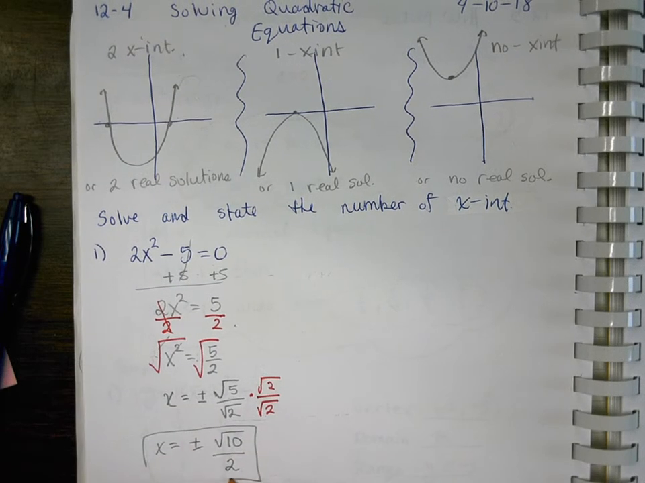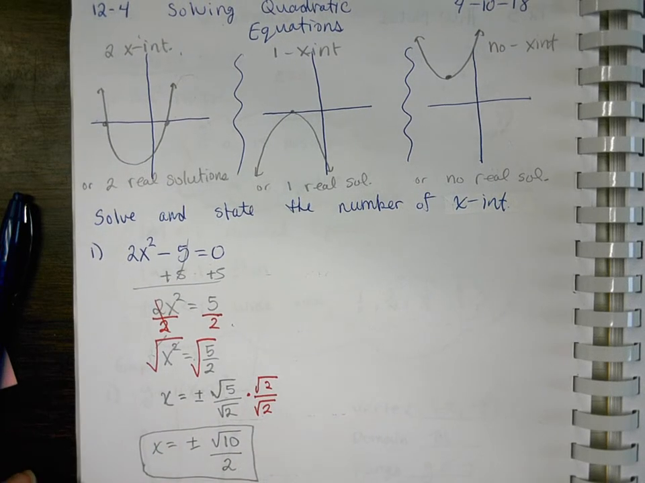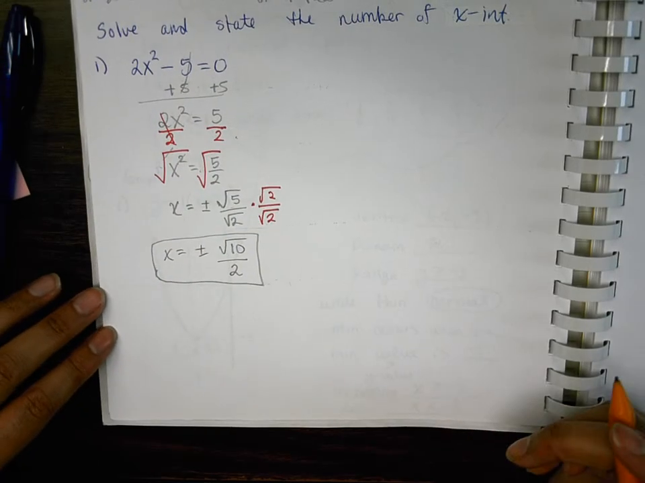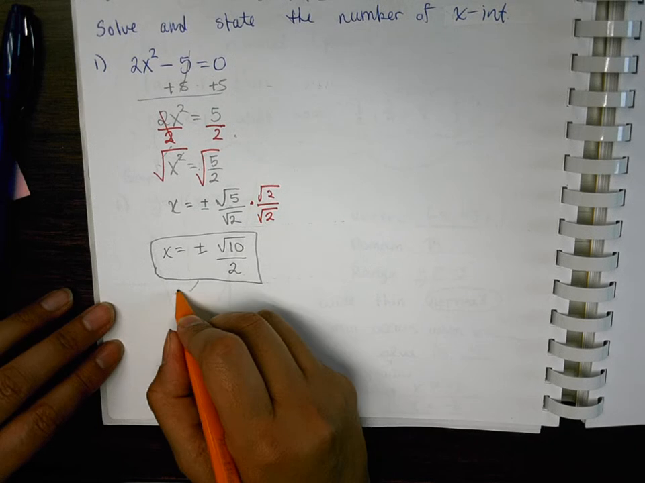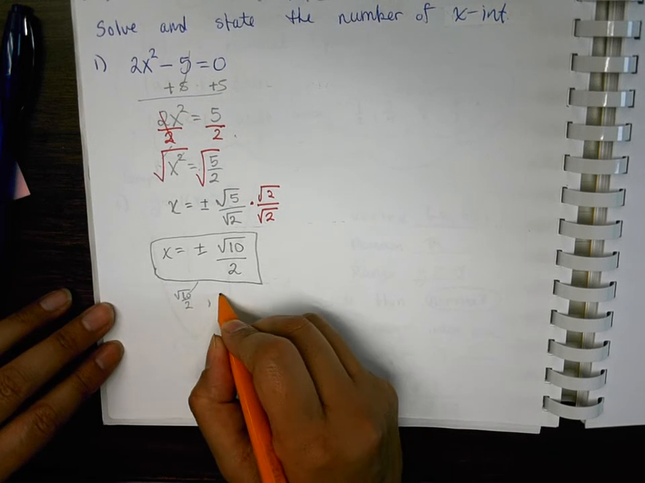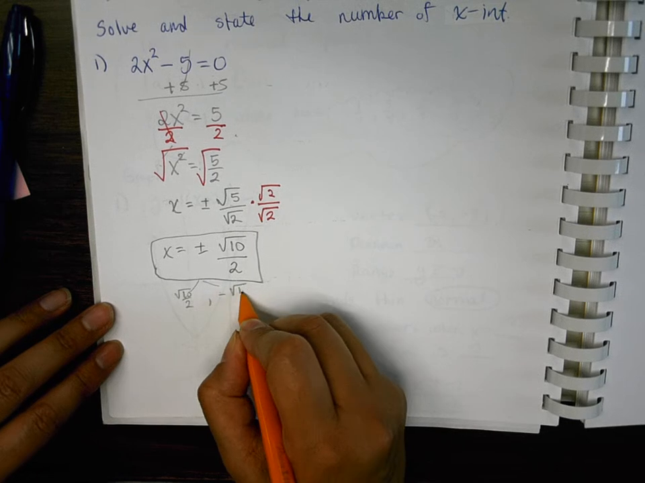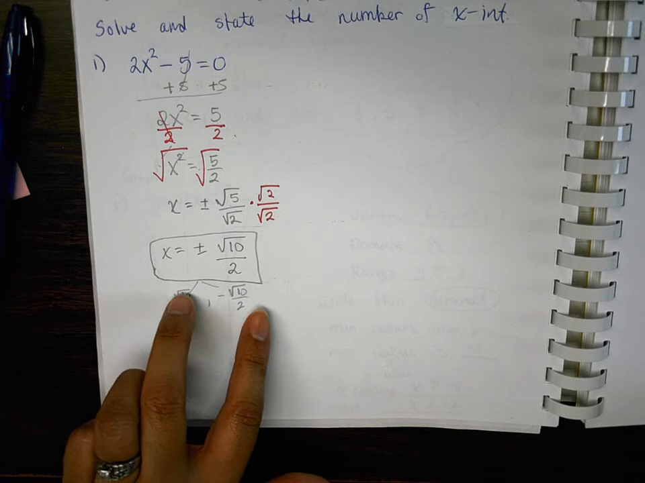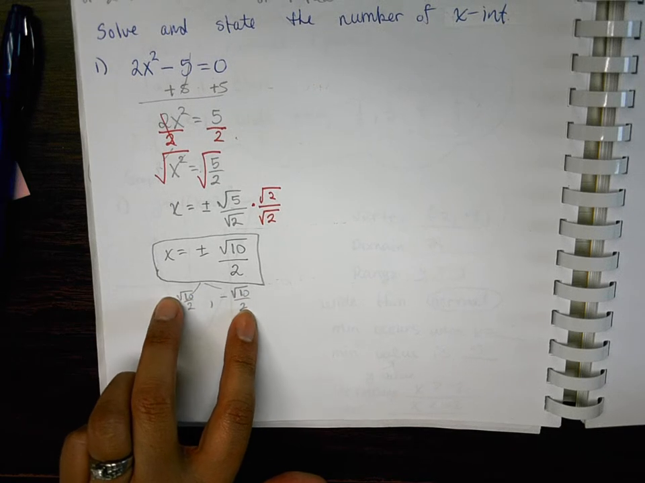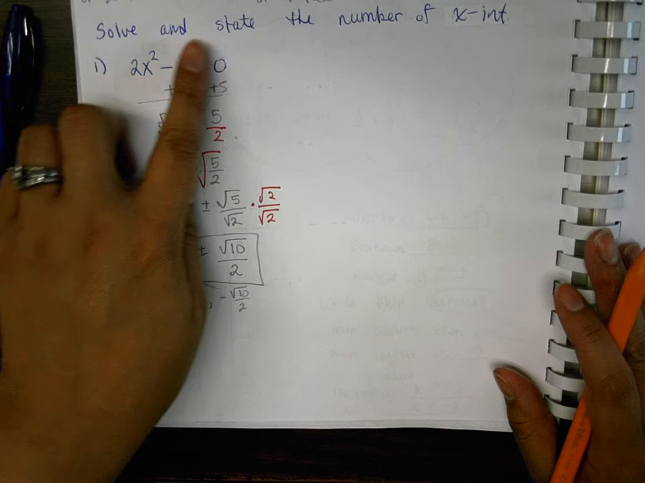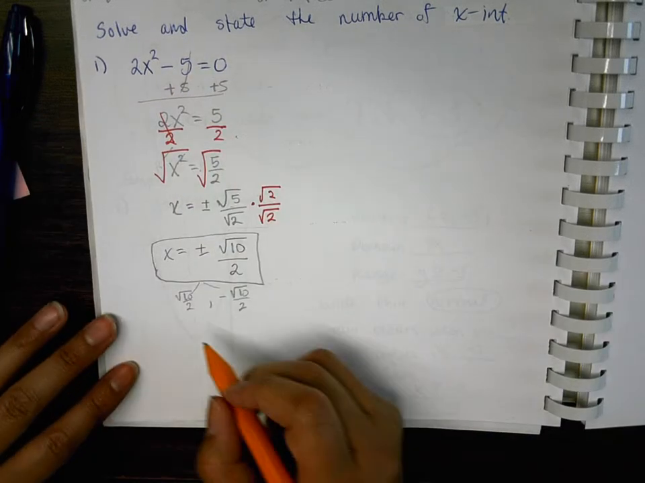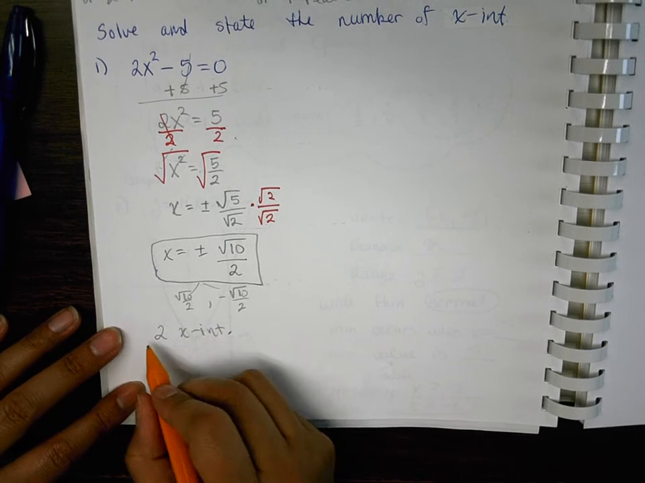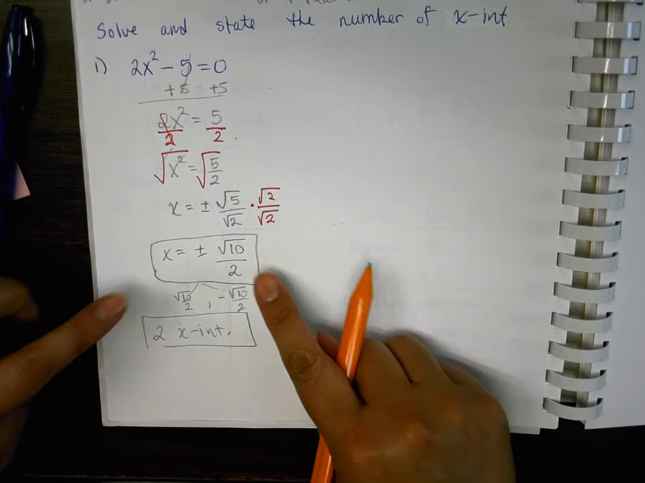All right. Even though it looks like one answer, really it's how many answers in disguise? 2. There is a positive root 10 over 2. There's also a negative root 10 over 2. So how many, even though it looks like 1, it's really how many in disguise? 2. Should you know that? Yes, because they ask you to state the number of x-intercepts. How many would there be? 2 x-intercepts. All right, so there's 2 answers here, this and this.